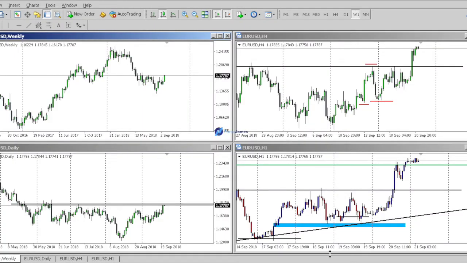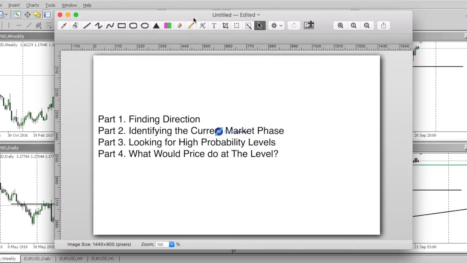Okay, if it's the first time you're watching this, I'd suggest you watch the price action basics series first so you could understand how I trade with price action. Okay, it involves 4 simple steps, and step number 1 is finding direction.